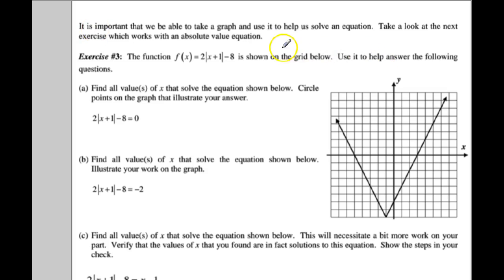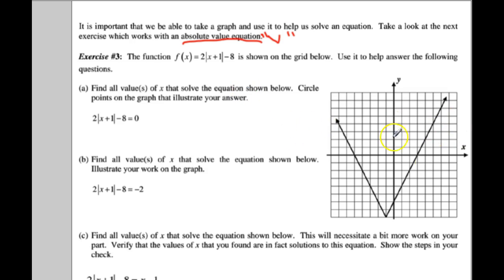It's very important to be able to use your graph to help us solve an equation. Take a look at the next exercise, which we'll do with an absolute value equation. So here we're doing an absolute value function. Remember, absolute value always gives you that V-shaped graph. It says the function f of x is equal to 2 absolute value of x plus 1 minus 8 is shown in the grid below. Use it to help answer the following questions. Find all the values of x, then solve the equation below by circling the points illustrated in your answer.